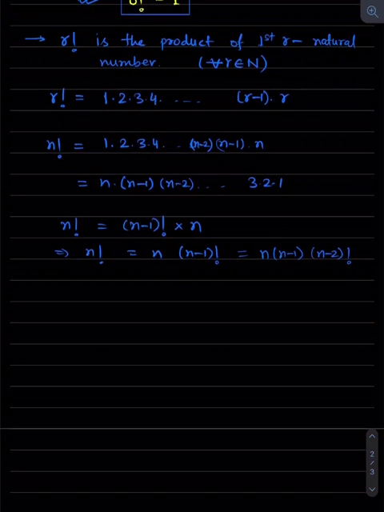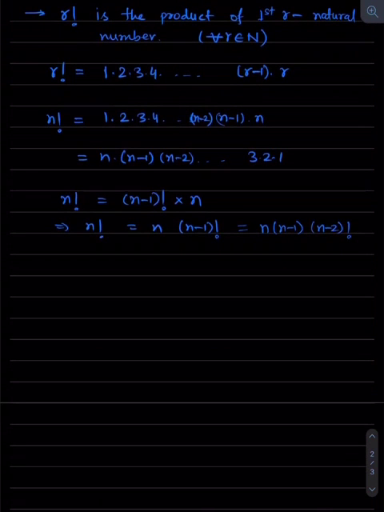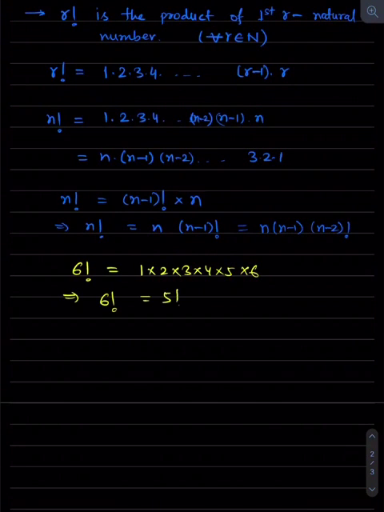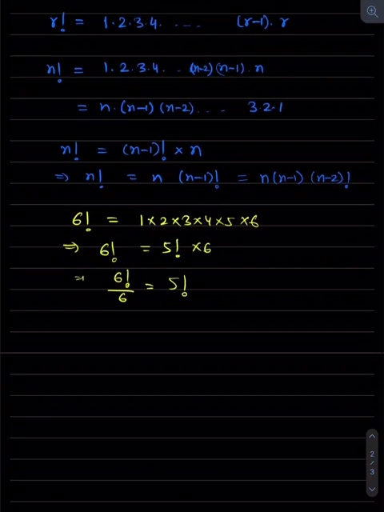Okay, fine. So we can take some examples also, and before taking examples, since you know that 6 factorial is 1 into 2 into 3 into 4 into 5 into 6, and if you exclude 6 from it, this is again 5 factorial. So it can be written as 6 factorial is equal to 5 factorial into 6. So if you take 6 this side, this is 6 factorial by 6 is equal to 5 factorial. Okay, so can we conclude from it?